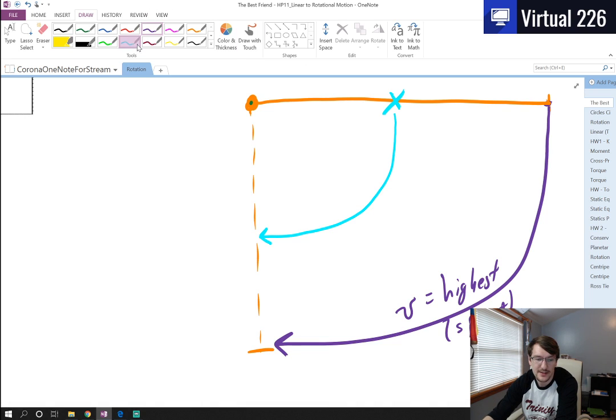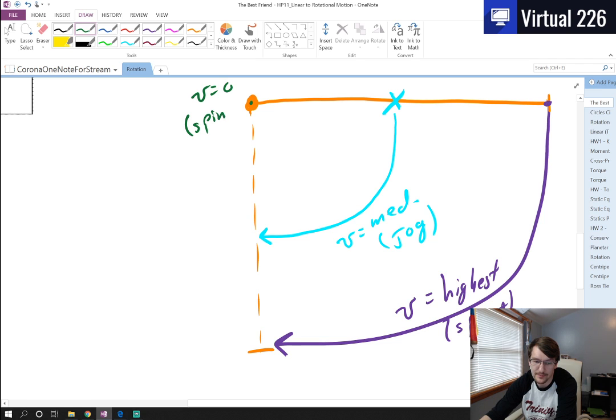Okay? This person in here, their linear velocity is medium. They're like jogging. And this person in here at the pivot, their linear velocity is 0. They're just spinning. They're actually not moving.